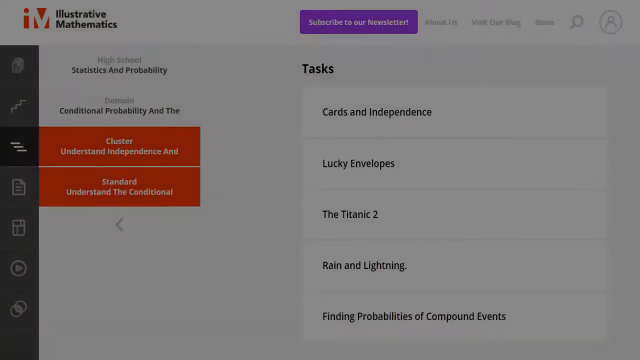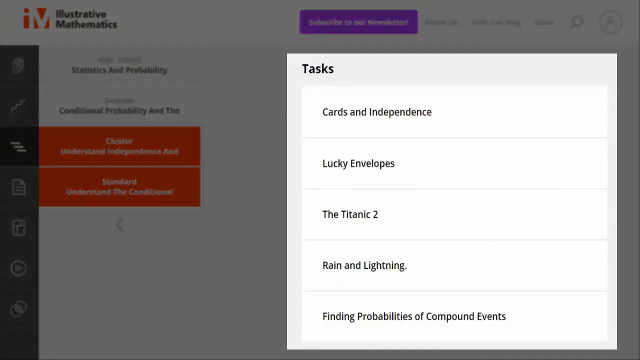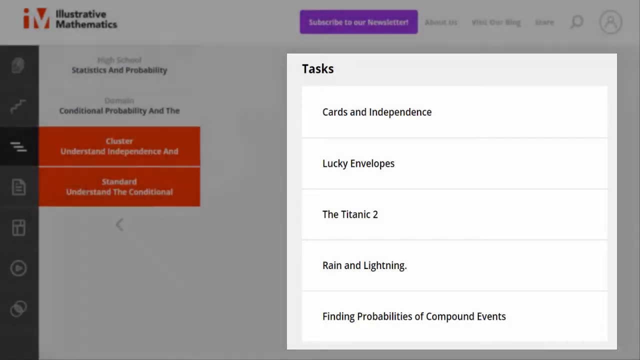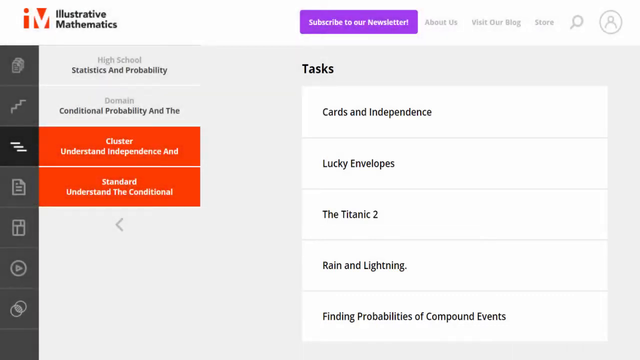Lucky Envelopes is one of several tasks provided by Illustrative Math that address Standard SCP-3. For more information on these tasks and the additional resources available through Illustrative Mathematics, please visit their site at the link provided in the listing of resources for this video.